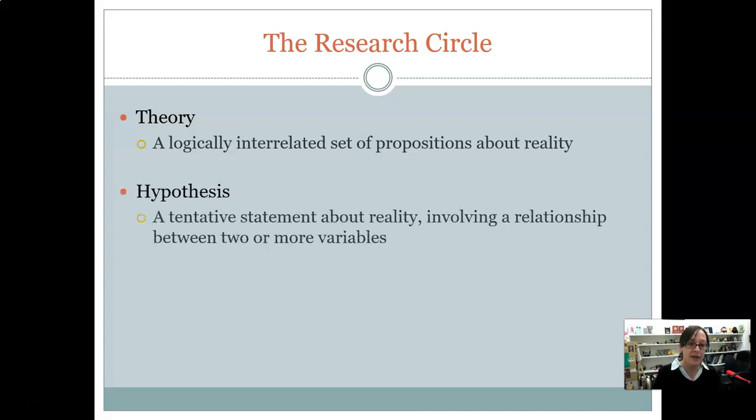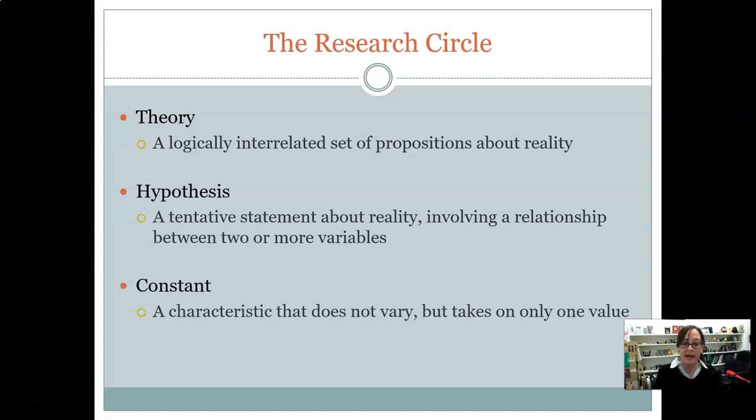And then a hypothesis is a tentative statement which usually uses theory to state what you think is going to happen. It's about a relationship between two or more variables. So you think, as this goes up, this one goes up, or as this goes up, this goes down, or whatever the relationship is that you think is going to happen. That hypothesis comes from theory.